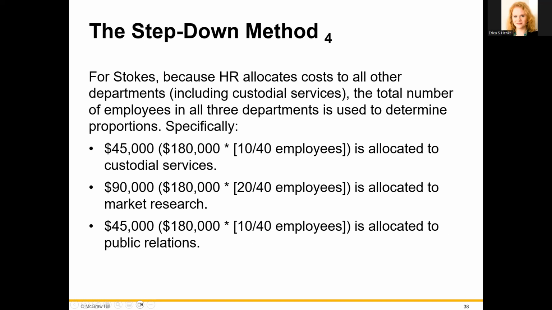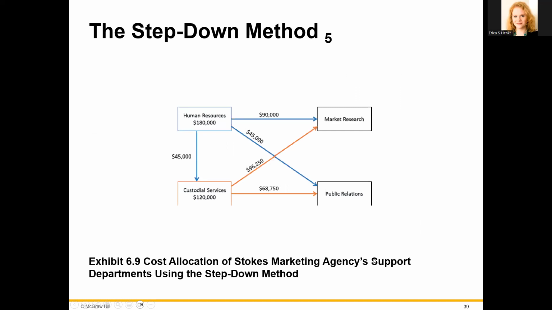All right. And then when we get to the custodial services here, as I said, that $120,000 is going to get allocated out to market research and public relations. So the denominator for the custodial services is just going to be the 30 employees, which was 20 in market research and 10 in public relations. So looking at that, right?